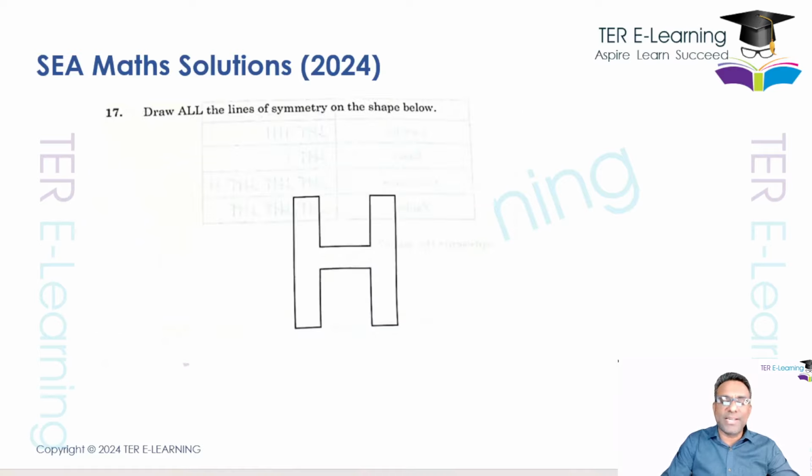So for this next one here, we want to draw all the lines of symmetry. So this is a letter H here, right? So if we fold the paper along, let's say this line here, that's a line of symmetry, right? We can also fold the paper along this line here. That's another line of symmetry. So there are only 2 lines of symmetry for this particular question, right?